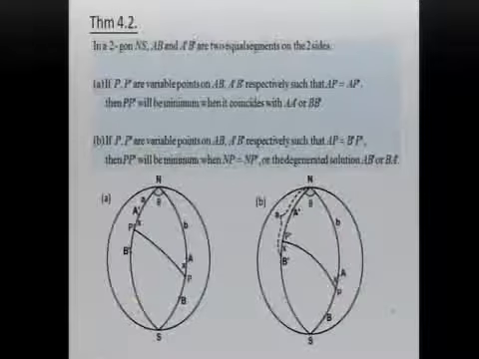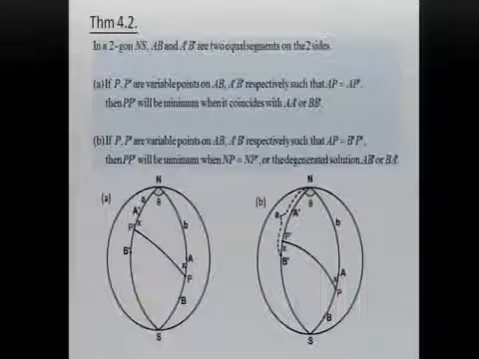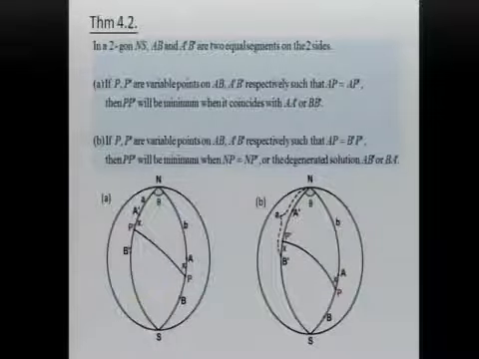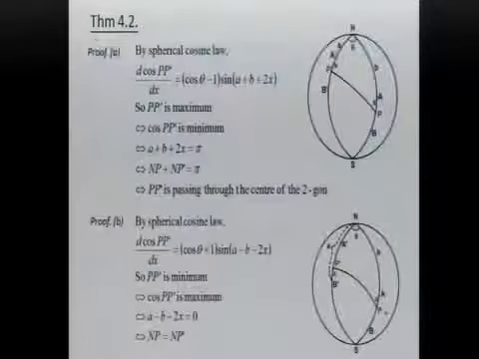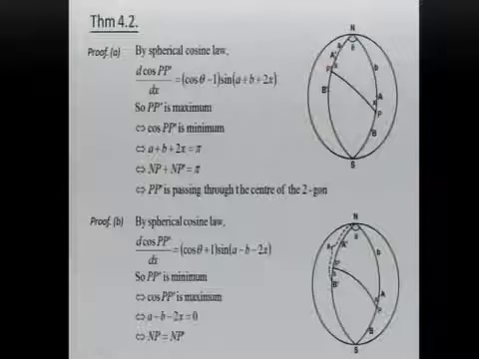Based on the two-gon, we use differentiation to find the minimum path of P'P, stated as Theorem 4.2. There are 2 cases. In case A, PP' is minimum when it coincides with AA' or BB'. In case B, PP' is minimum when MP is equal to MP', or having a degenerated solution AB' or BA'.